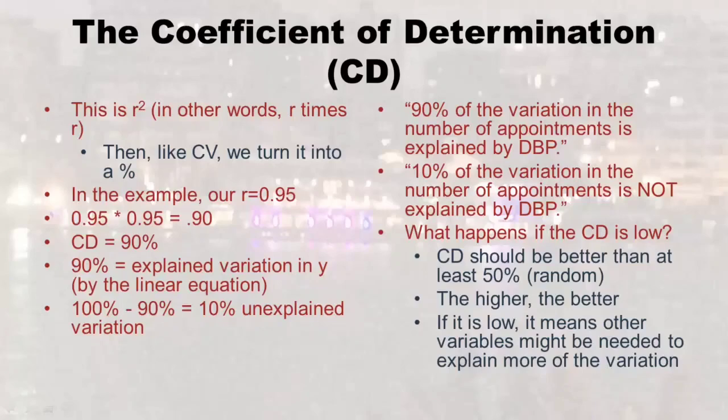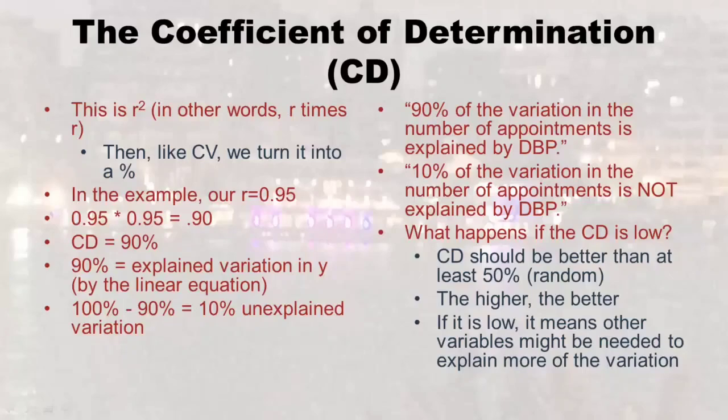And how you actually state it is, when you're done with this, if you were writing a paper, you'd say 90% of the variation in the number of appointments is explained by DBP. And I know people are like, explain, it doesn't have a mouth. Like, what is it talking about? You just have to say it this way. It's statistics-ese. This is how you say it.